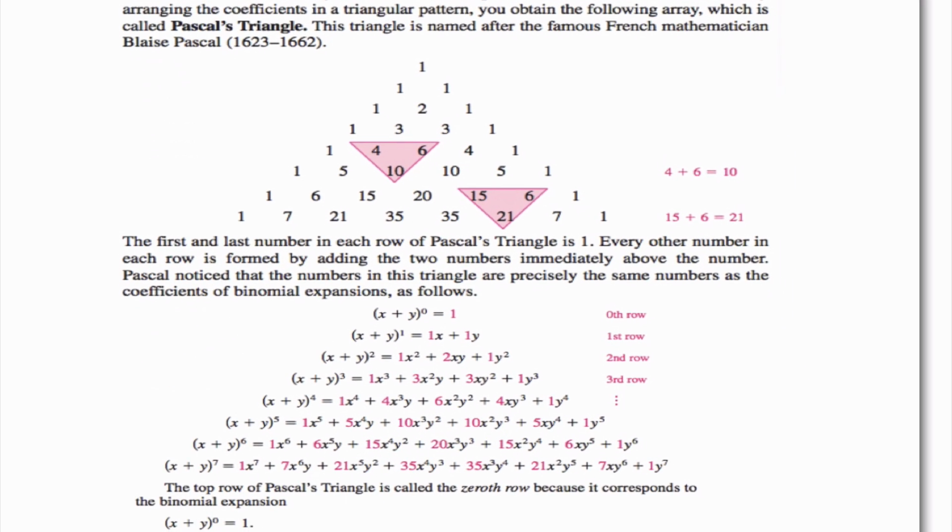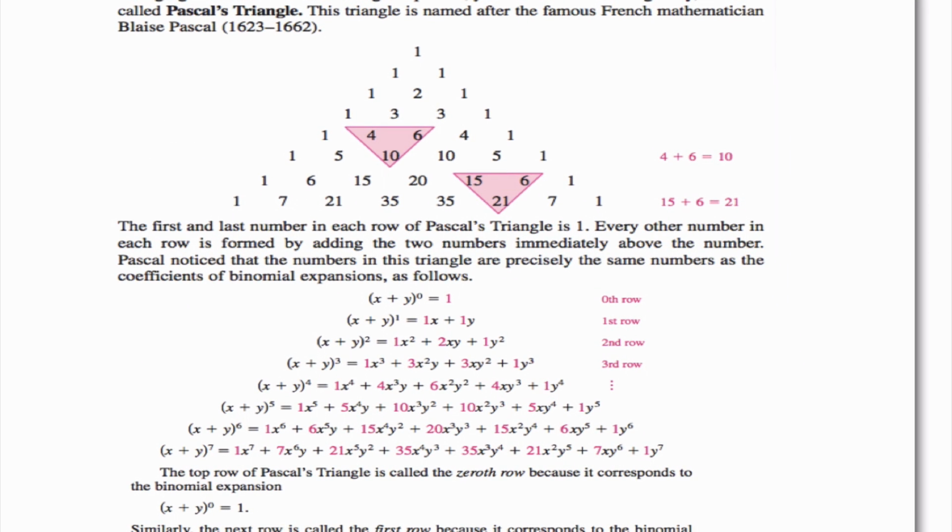And what we will notice is that this is actually the exact same coefficients as the binomial theorem. Okay, so kind of crazy that we can use that to find the binomial coefficients. The one thing to point out though is that we need to call this the 0th row. So 0th row, first row, second row, and so forth.